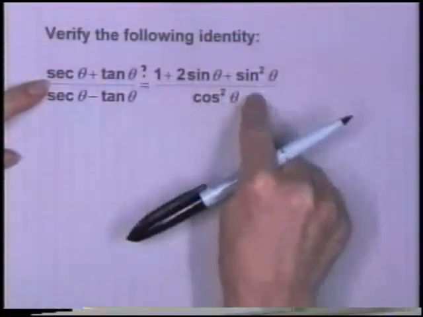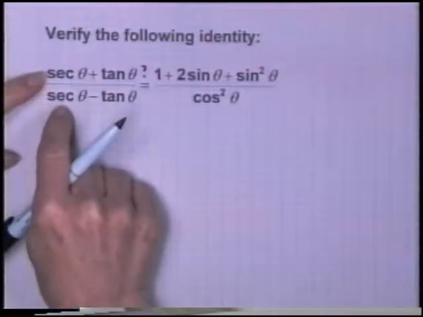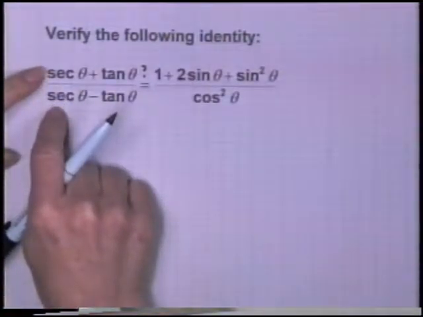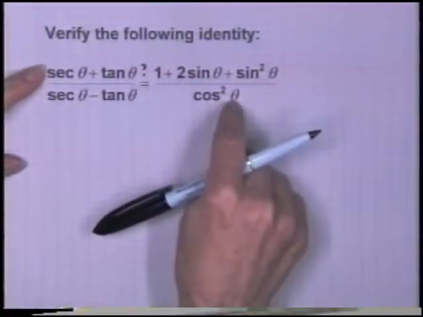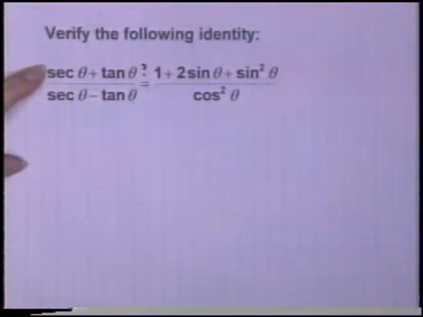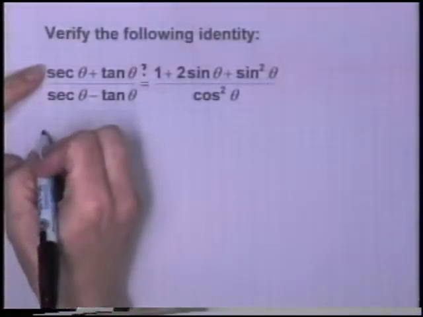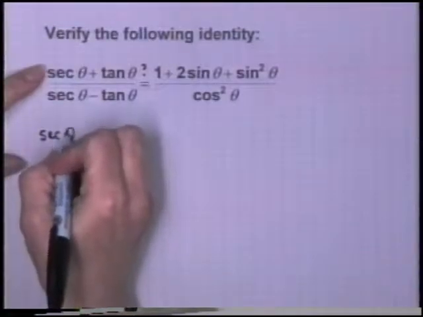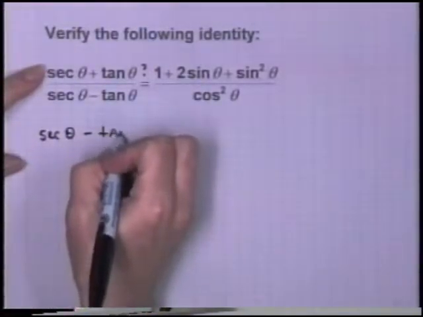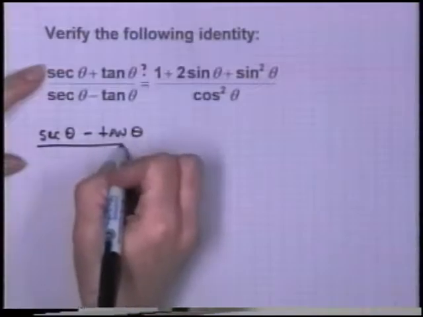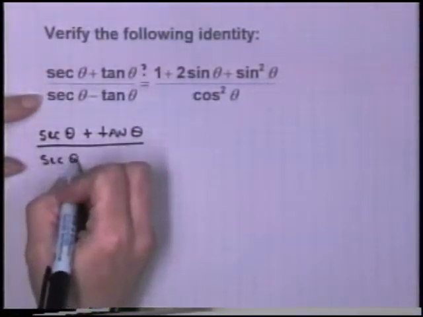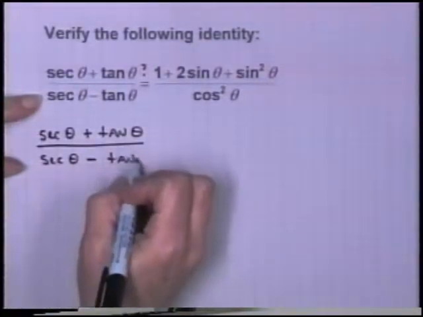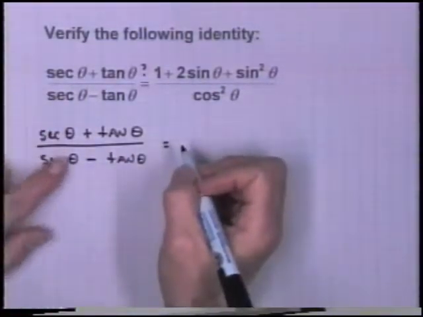because this side has secants and tangents in it, and this side has sines and cosines in it, I think I'm going to start with this side because I know I can convert these into sines and cosines. And perhaps after I convert into sines and cosines, I'll be able to see how to get to this particular form that I want. So that's going to be my rationale for choosing to work on this left-hand side. Let me get this thing written down. Secant theta plus tangent theta over secant theta minus tangent theta.